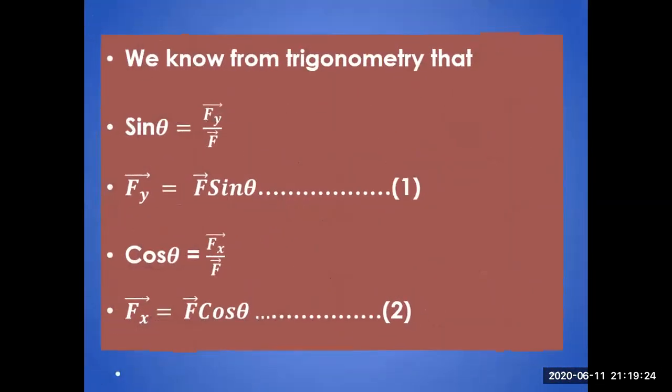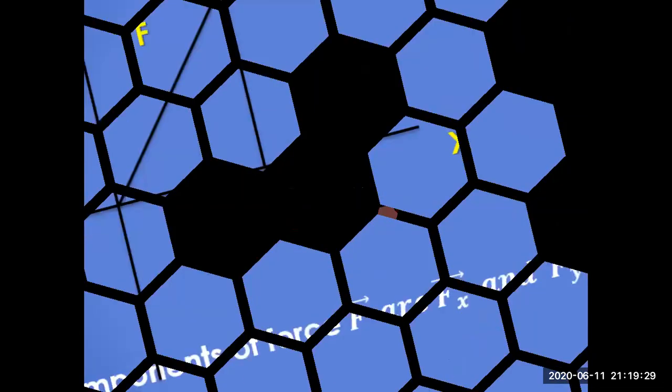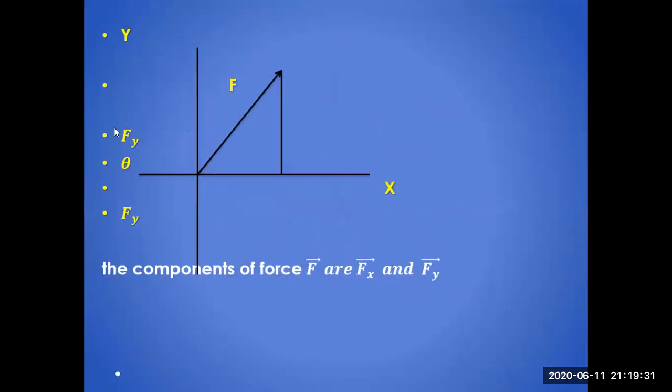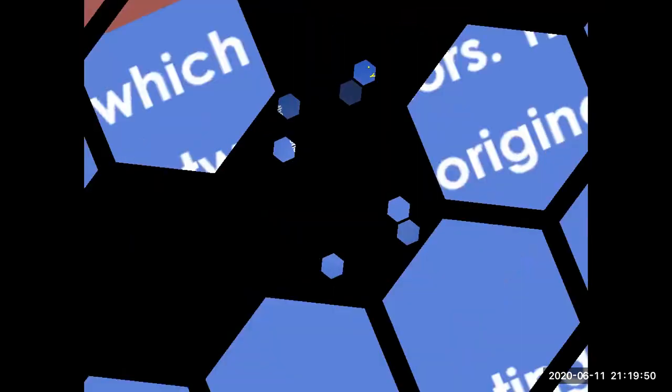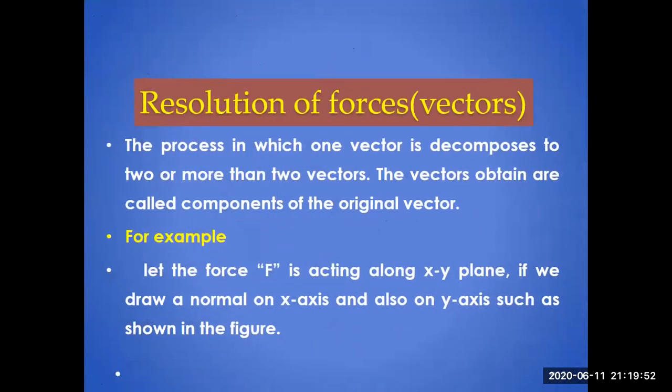Then from the starting, we have done trigonometric ratios to calculate the horizontal and vertical components of the force. This force is F. It is making some angle with the horizontal, and a perpendicular is drawn from the head of this vector on the x-axis, and then we have joined it with the origin. This is the horizontal and this one is the vertical component, and by this we have completed the resolution of forces, the resolution of the vector. So with this, our class ends.